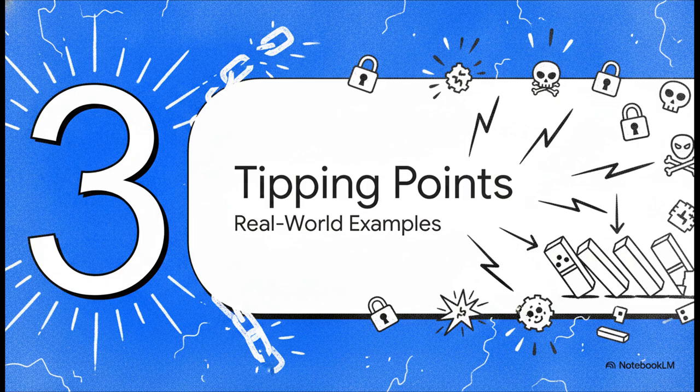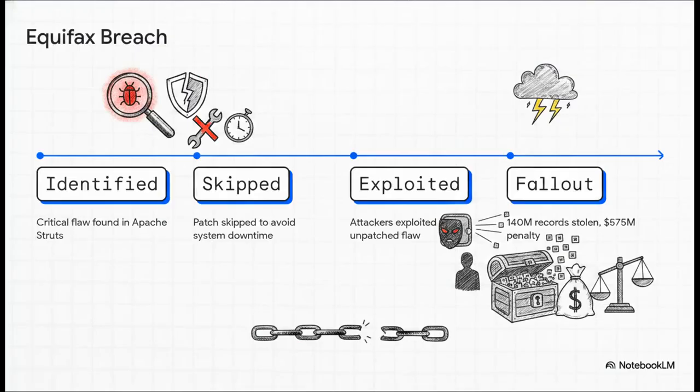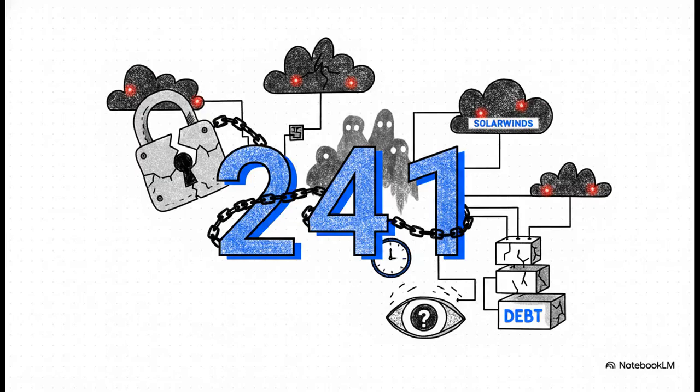Section 3. Real-world tipping points. What happens when this compounding interest gets called in by threat actors? Just take a look at the timeline for the 2017 Equifax breach. Honestly, it reads like a true crime story. A critical flaw was identified, but the patch was skipped, likely just to avoid a little downtime or save some effort. Well, attackers found that unpatched flaw. The result? 140 million records stolen and a $575 million penalty. Skipping a single software patch led to a $500 million tipping point. Just let that sink in.